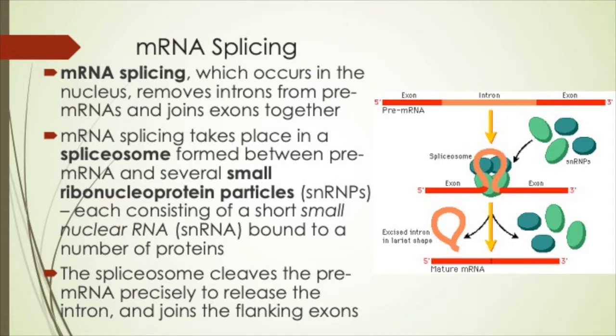mRNA splicing. This occurs in the nucleus, right? This is where the introns are taken out, right? It takes place in a spliceosome, right? That's where it's kind of folded, formed between pre-mRNA and several small ribonucleoprotein particles, or snRNPs, or what's called SNRPs. Small nuclear RNAs bound to a number of other proteins. So what they do is they kind of fold them together and then just let them out.